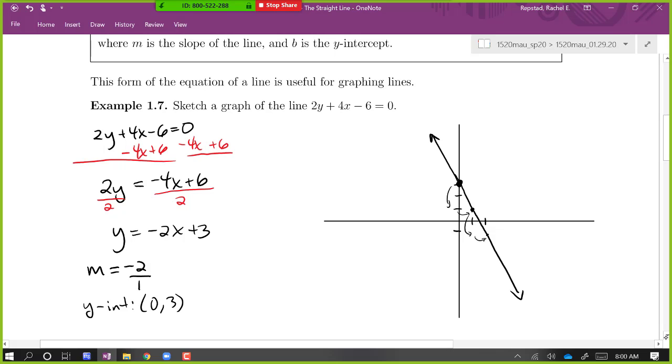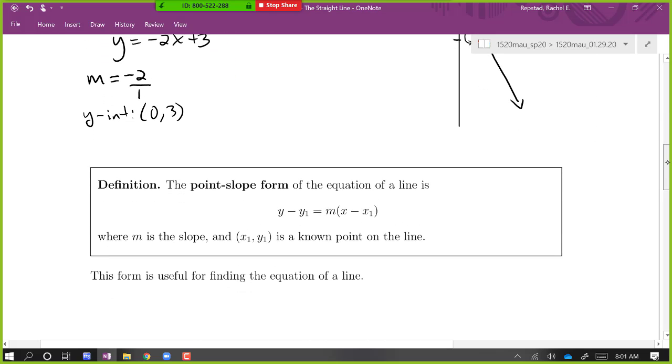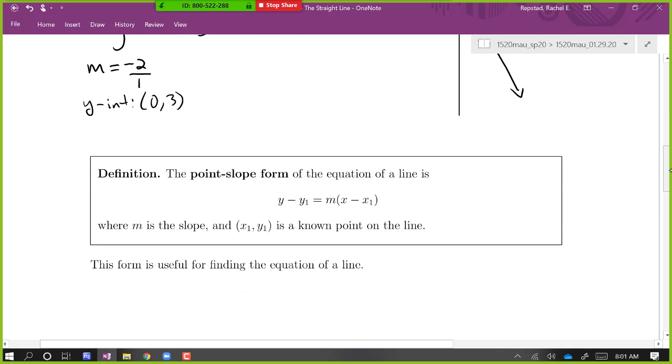My favorite form of the equation of the line usually is the point-slope form. It's really useful for finding the equation of a line, because all you need, if you know the slope and you know any point that it goes through, not just the y-intercept, is to make an equation of the line using this point-slope form. So it looks like this: y minus y1 equals m times x minus x1.